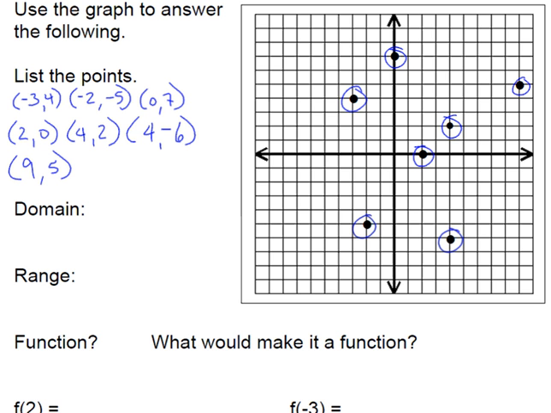So list my domain. Again, the domain are the x values. So I have -3, -2, 0, 2, 4, and 9. My range are the y values. So I have 4, -5, 7, 0, 2, -6, 5.